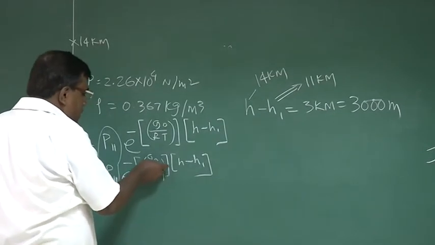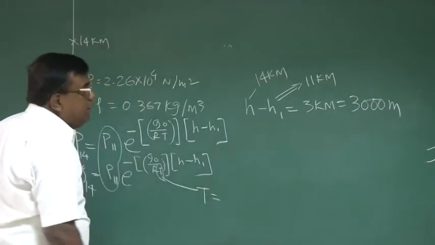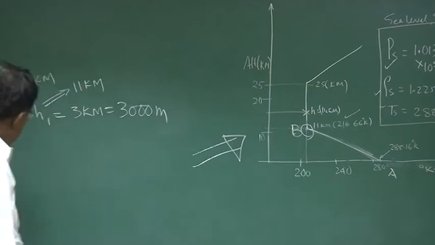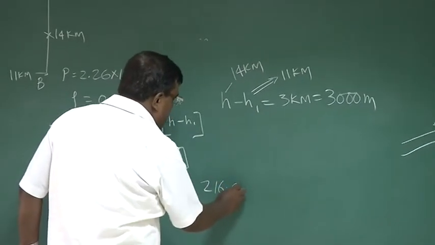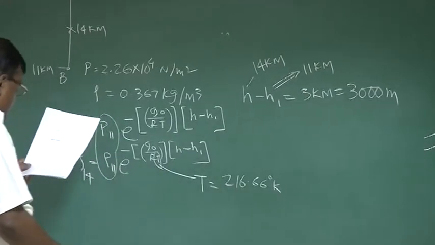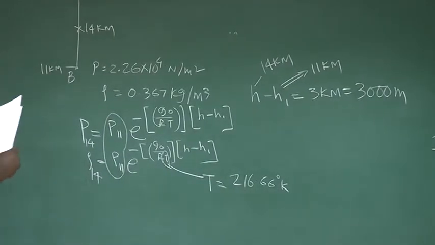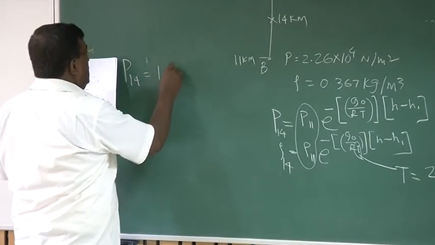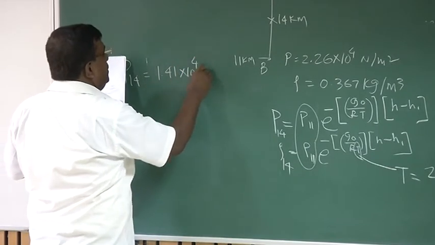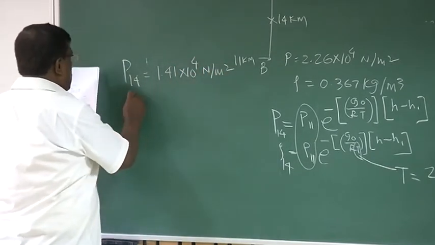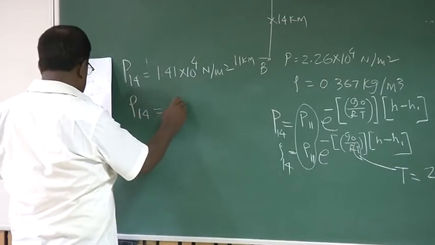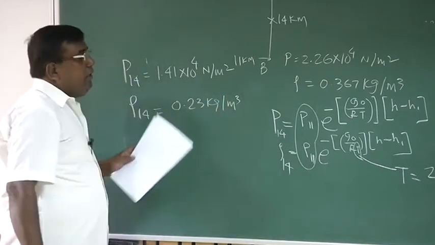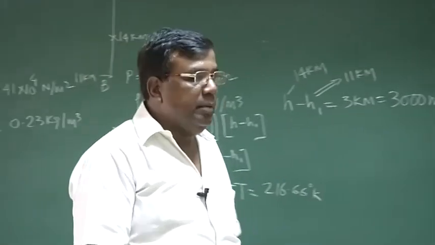What about temperature? You know it is tropopause, so whatever temperature was here, same will remain here. So this is 216.66 degree Kelvin, and if I substitute this, then I get value. I get P at 14 kilometer as, you please do it yourself. This is very explicit now. Newton per meter square, and rho at 14 kilometer is 0.023 kg per meter cube. Please do the calculation yourself. I may commit some error.